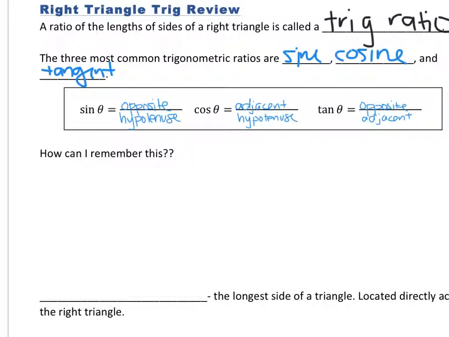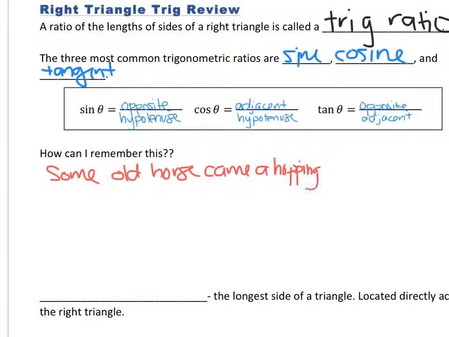Okay, so how can you remember this? So there is a saying, and it goes, some old horse came a hopping through our alley. Some old horse came a hopping through our alley.